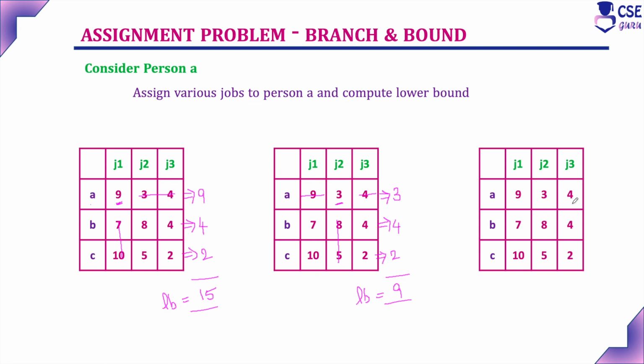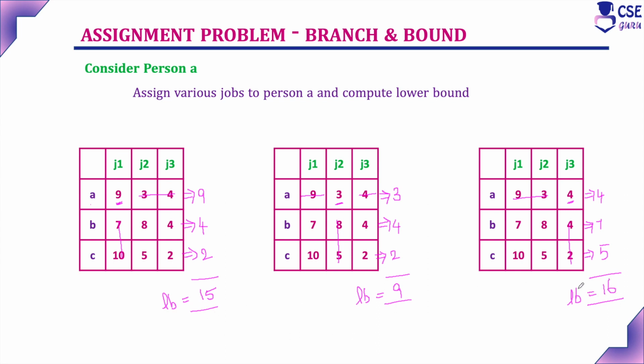Next, assign the third job to person A. Its cost is 4. So the same row and same column you should not assign to any other person. For B, the remaining costs are 7 and 8. In that, the minimum is 7. For C, the remaining costs are 10 and 5. In that, the minimum cost is 5. So here the lower bound value we get is 16.